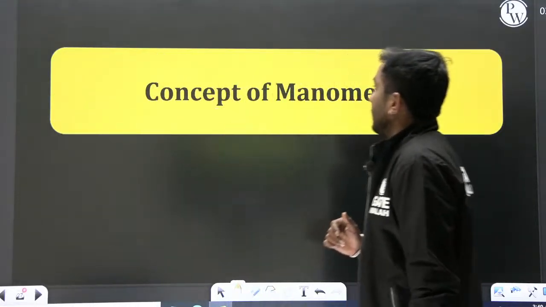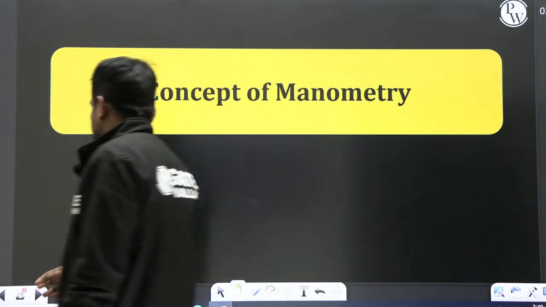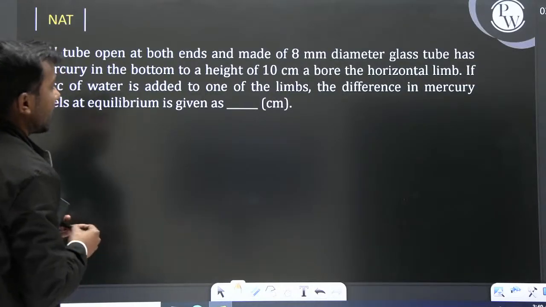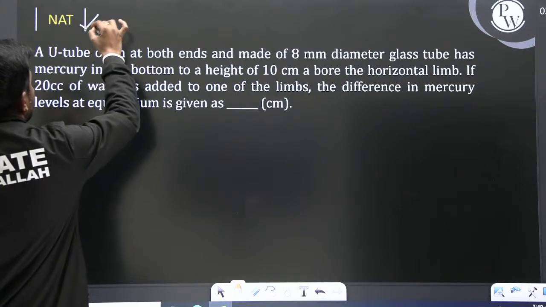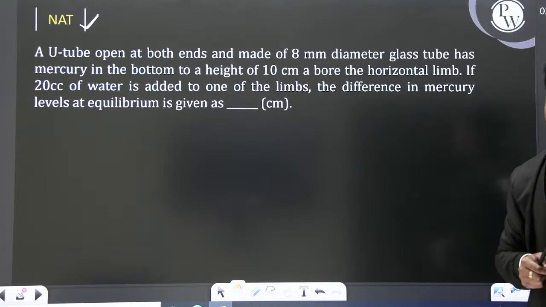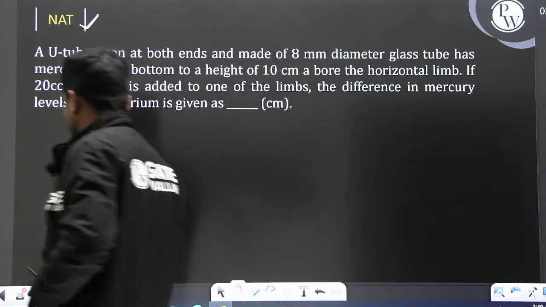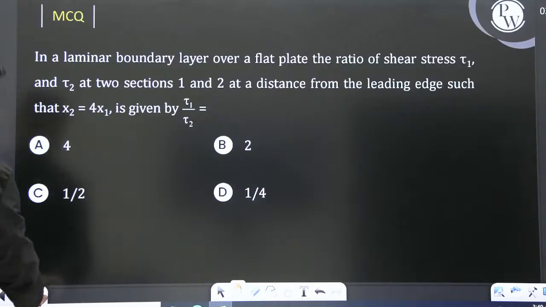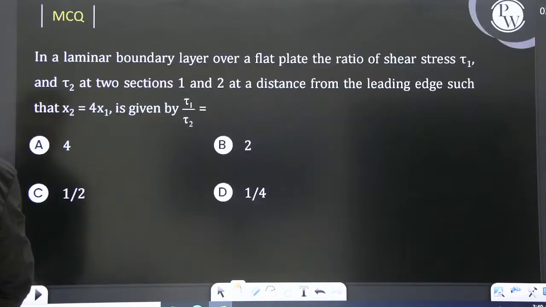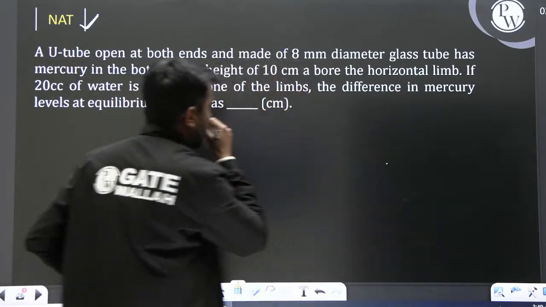The next concept is the concept of manometry. Next topic is manometry, pressure measurement. Again, for any type of question, read the question carefully, what they are saying. Okay, so let me read the question first.